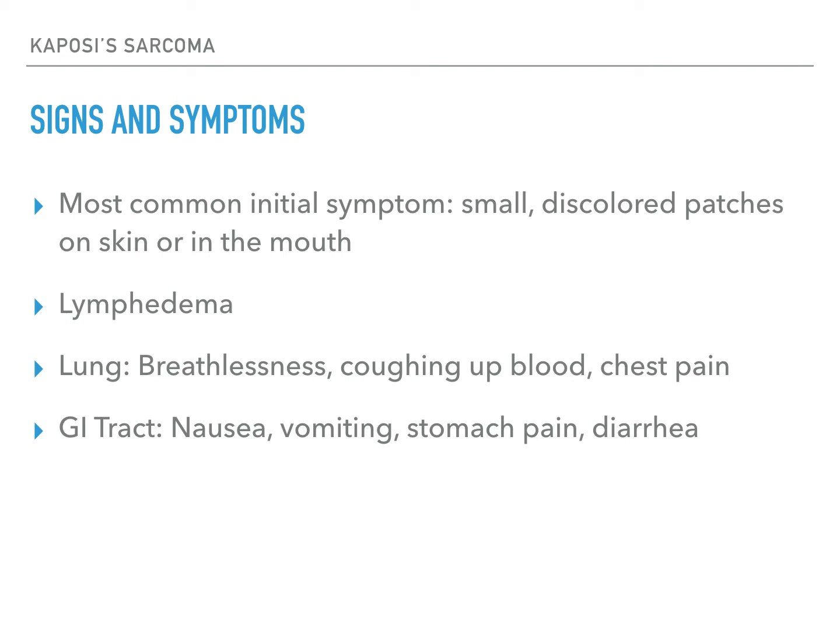Signs and symptoms. The most common initial symptom of KS is the appearance of small, painless, flat, and discolored patches on the skin or mouth. These patches slowly grow into lumps known as nodules. These nodules may then merge together. Another symptom that occurs is lymphedema, or an uncomfortable swelling of the legs. If the KS affects the lungs and/or GI tract, breathlessness, coughing up blood, chest pain, nausea, and/or diarrhea may occur.